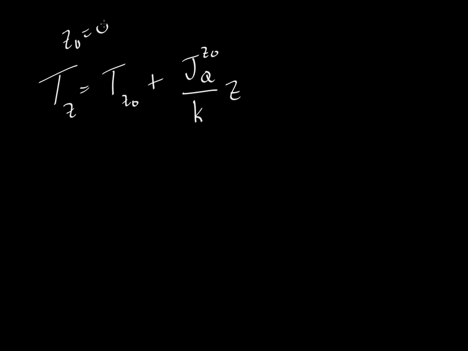So let's erase the chalkboard and rewrite our equation. The temperature at some depth Z is going to be equal to the temperature at a reference depth plus that first derivative, which can be written as a ratio of heat flux to thermal conductivity multiplied by Z. We're going to let Z naught equal 0, so we don't need that extra term.